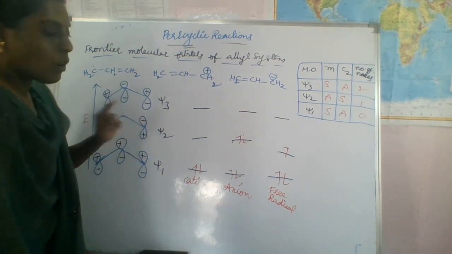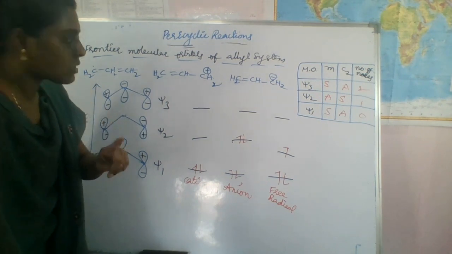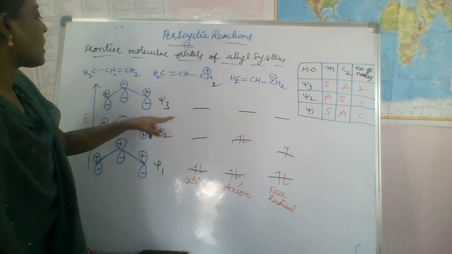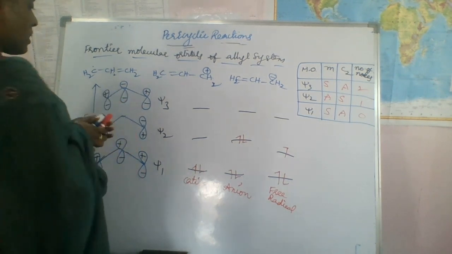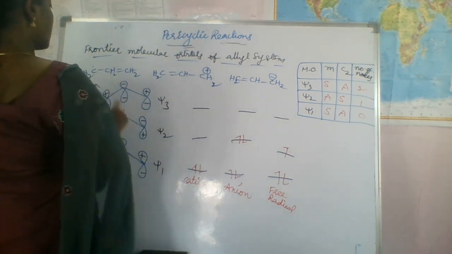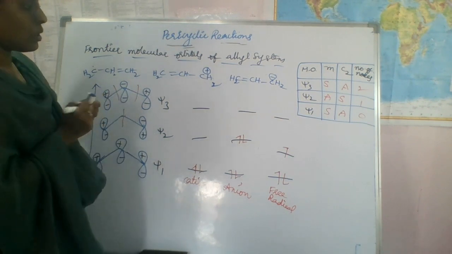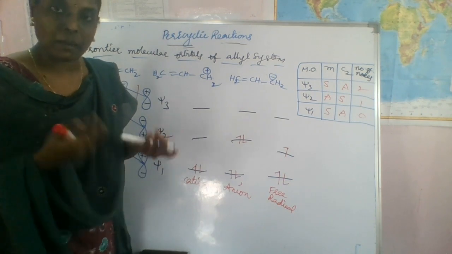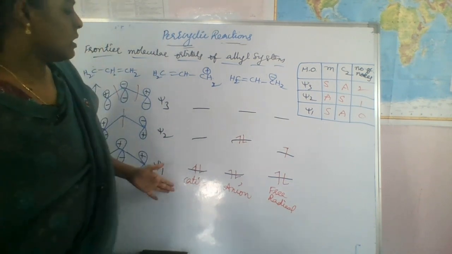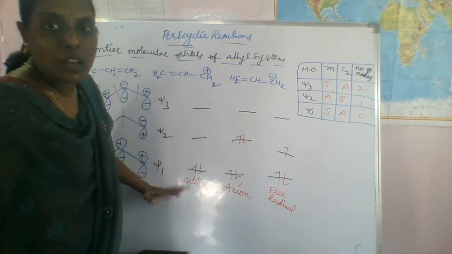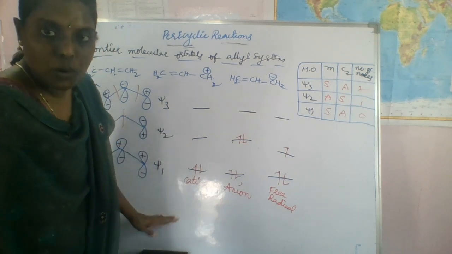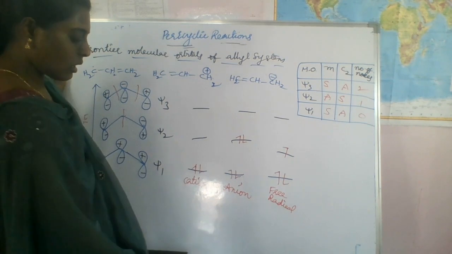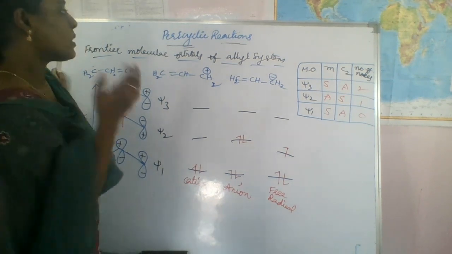So here how many nodes are there? One node is there. So what about here? Plus minus minus. Psi 3, here one node is there, here two nodes are there, right? Okay, like that we have to construct this one, right? So for thermal and photochemical conditions we can calculate the HOMO, LUMO according to the formula I have given you, right? Okay, calculate HOMO, LUMO for this one.